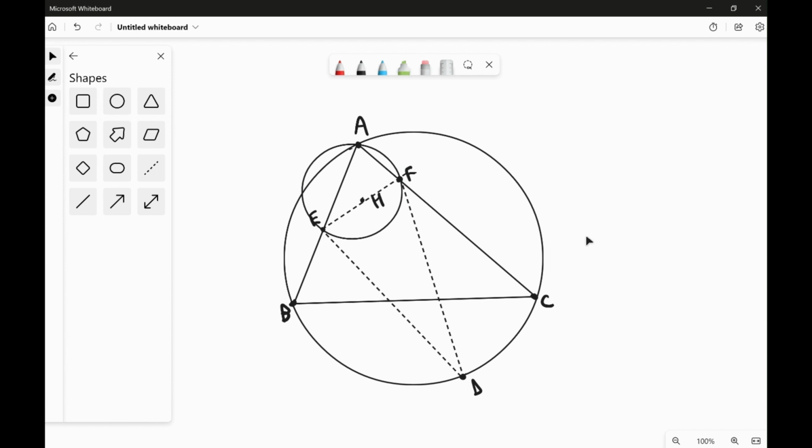Well, how can we prove this? We see the point H here. We want to find out what its relationship with EF is. And taking a closer look at it, it definitely appears that EH is equal to HF. So how could we prove this? If H is indeed the midpoint of EF, then we might be able to say that HD is perpendicular to EF. So that's something to consider.